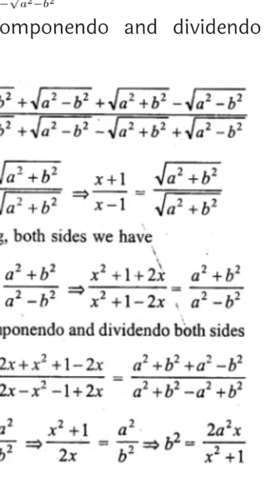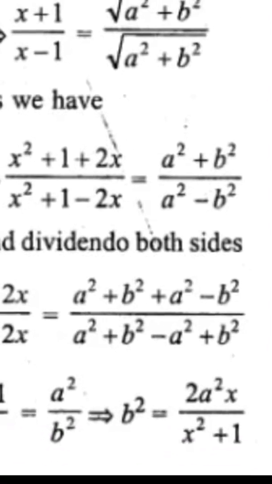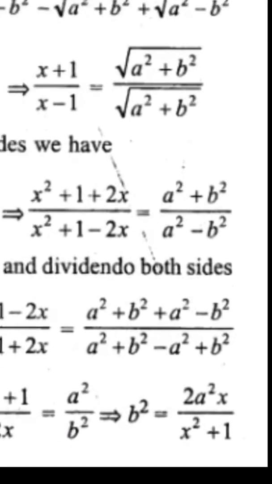Now to find out the value of b square, because that is what we needed in the to-prove part. So b square comes out 2a square x upon x square plus 1. This is what I actually wanted to prove as per the question. Okay, so this was all about the solution of this question.